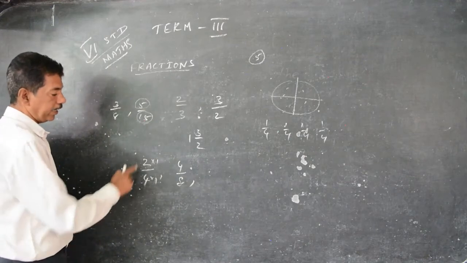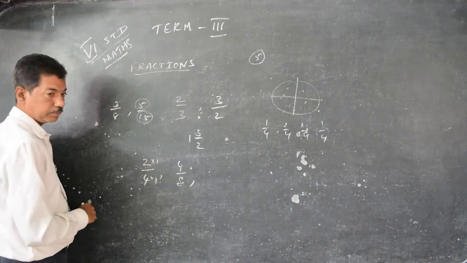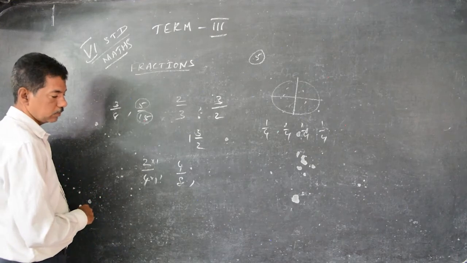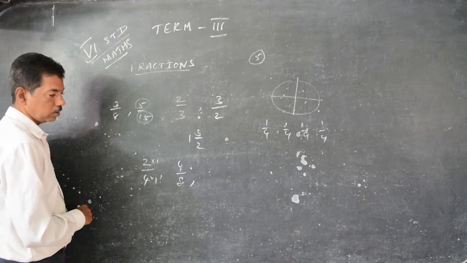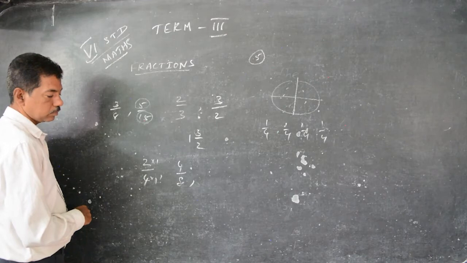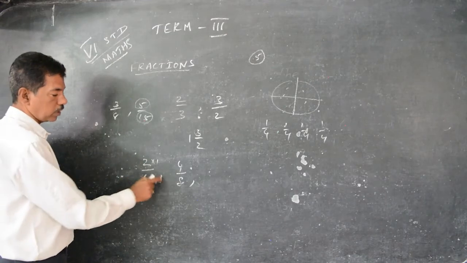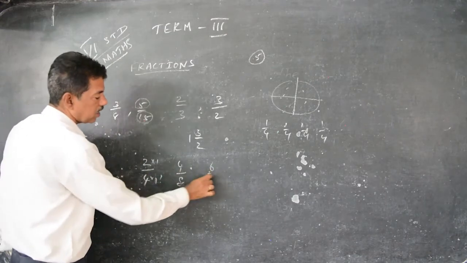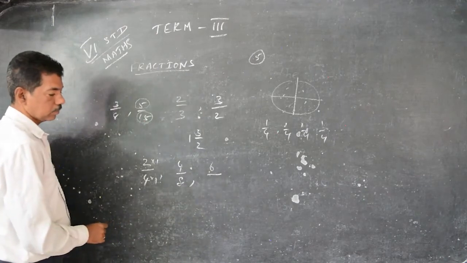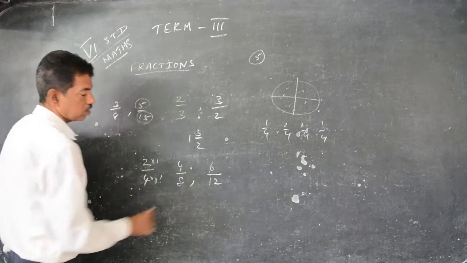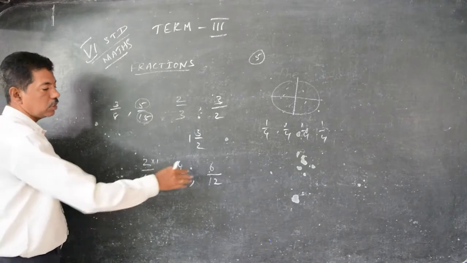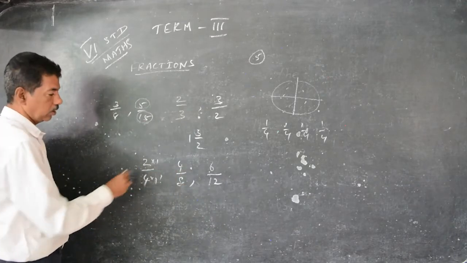4 by 8, this will double like that, this will double. Can you follow it? Okay, 2 2s are 4, 4 2s are 8. So next, 6 by 12. So these are all called equivalent fractions.